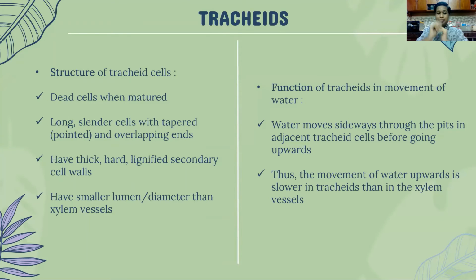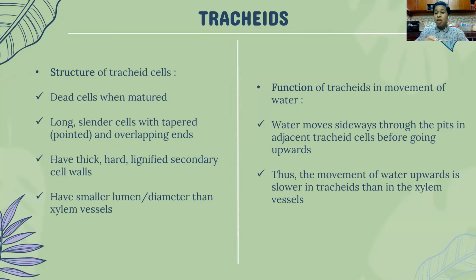The tracheids also have thick, hard, and lignified secondary cell walls, meaning that they also have lignin in them. And then they have a smaller lumen or diameter than xylem vessels. As I told you before, the xylem is the lubang. So the diameter of tracheids is smaller than xylem vessels.